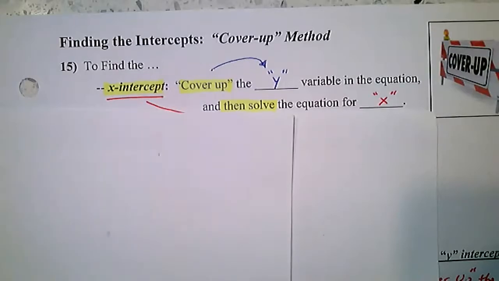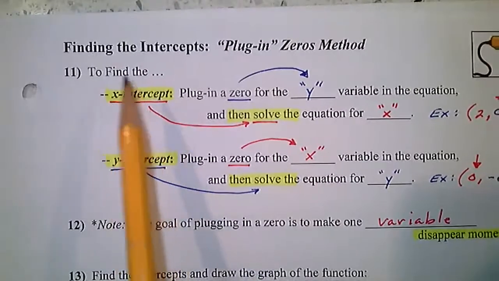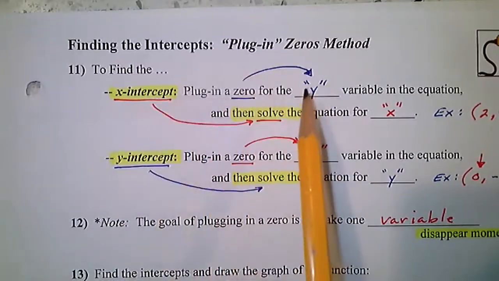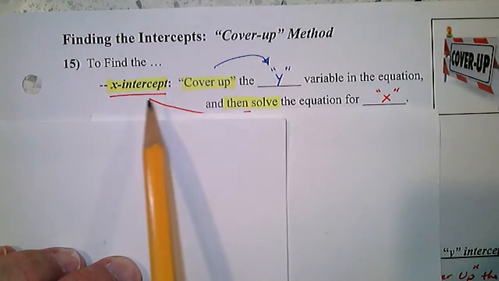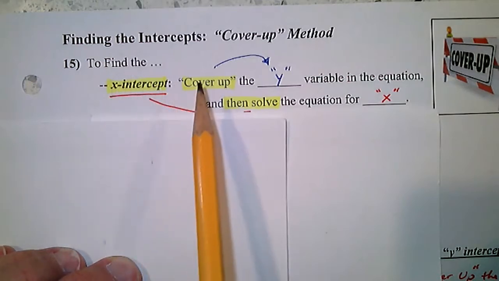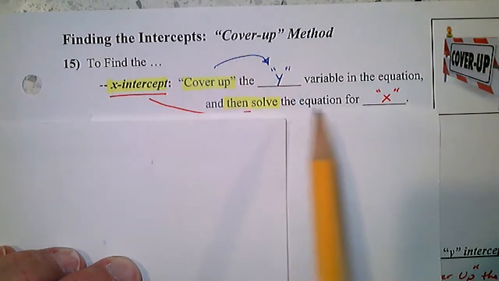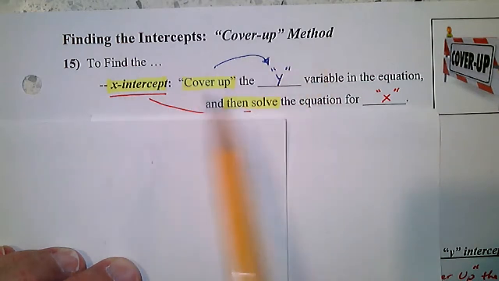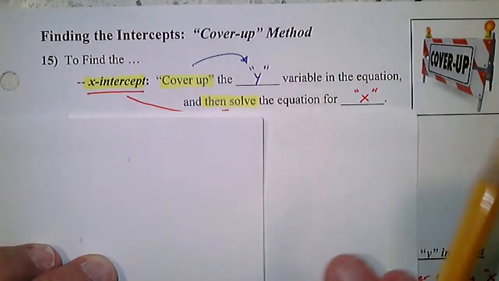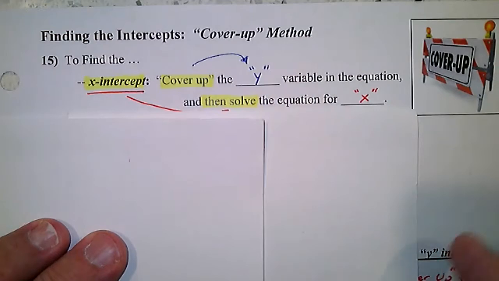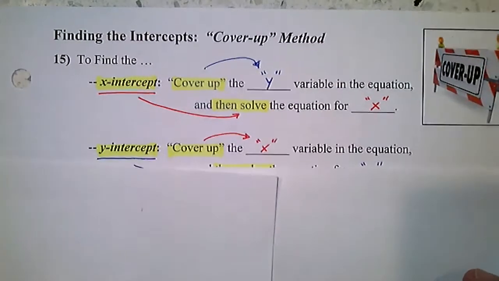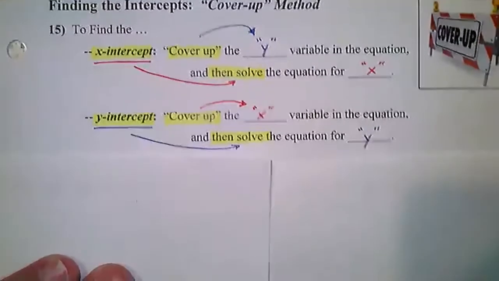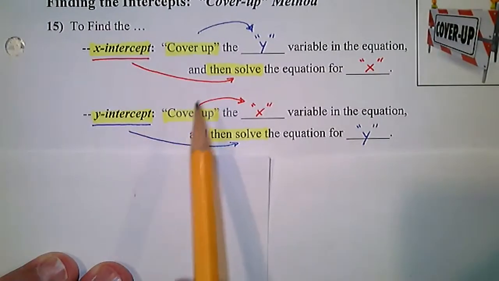On the previous page, I said for your x-intercept, plug in a 0 into the y. Now it's kind of like that, but for the x-intercept, just cover up the y and then solve the equation for x. I personally like this cover-up method better, but plug-in zeros is important because you need to understand the mathematics. Now if we want to find our y-intercept, we're going to just cover up the x.